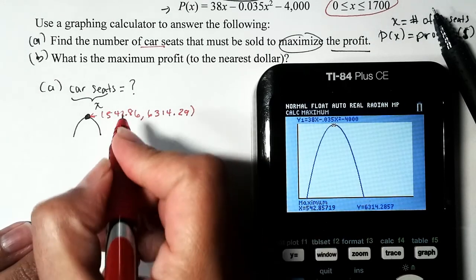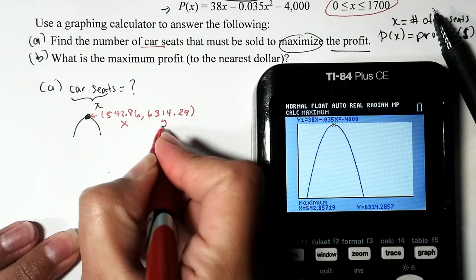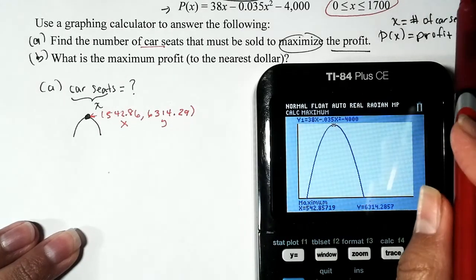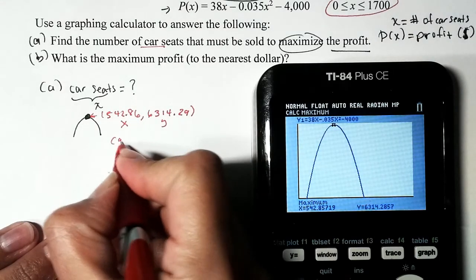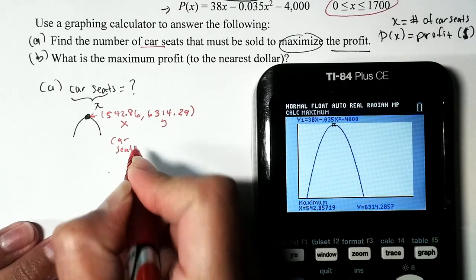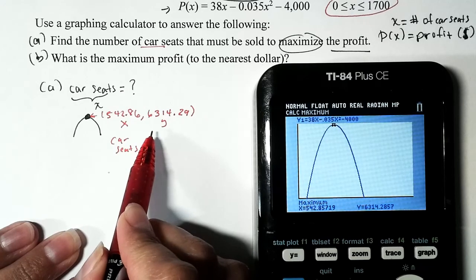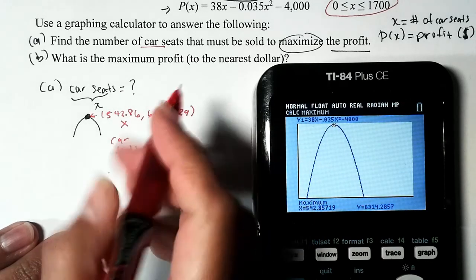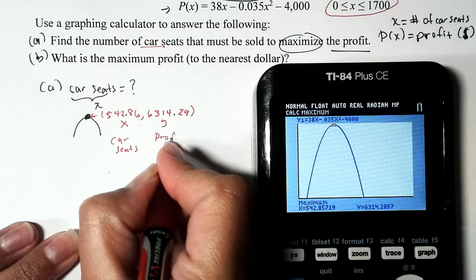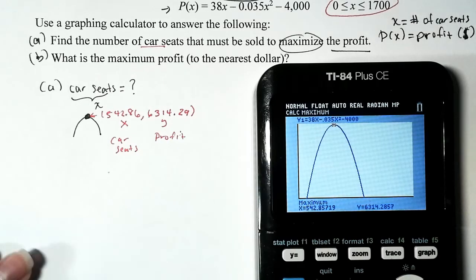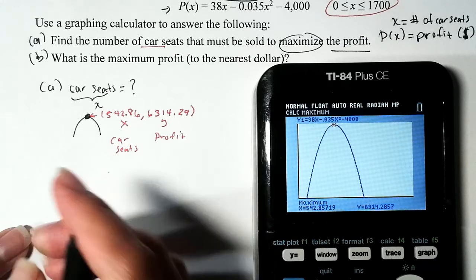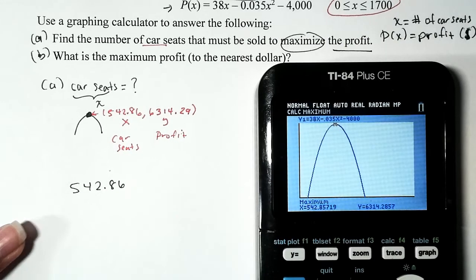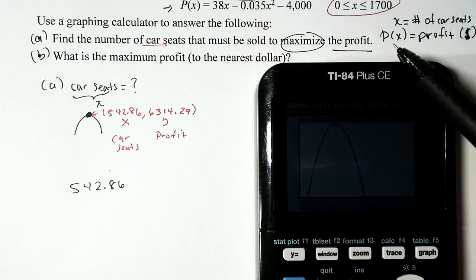So this is an ordered pair, of the form x, y. We said that x represents the number of car seats. So if we sell this many car seats, this is the value of y, but we're using function notation. If we sell this many car seats, then this is going to be our profit. So to answer the question, we're not going to say we need to sell 542.86 car seats in order to maximize the profit.